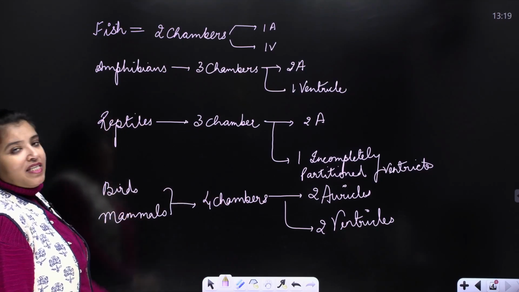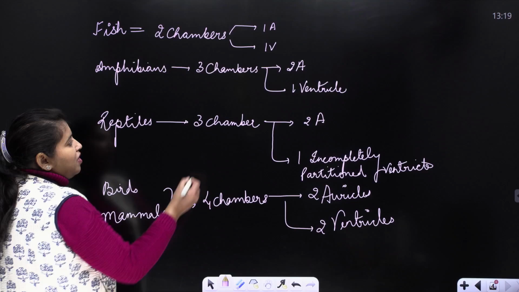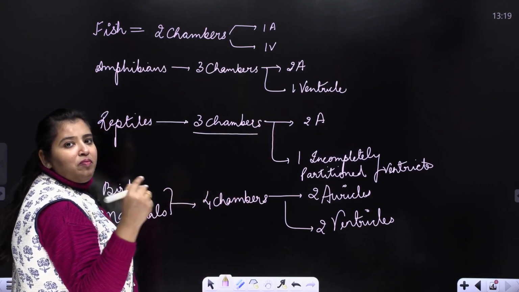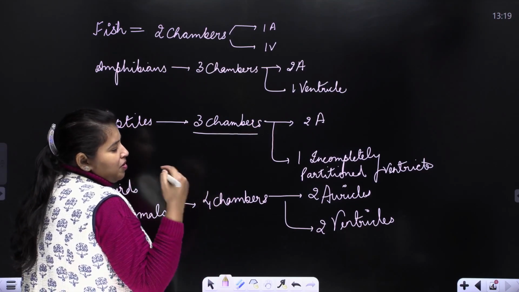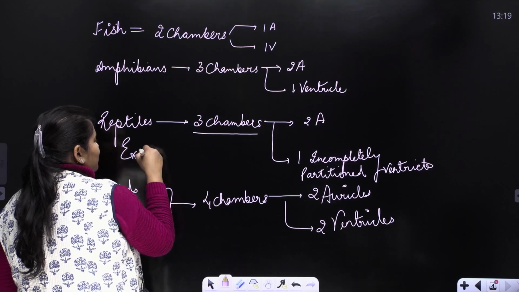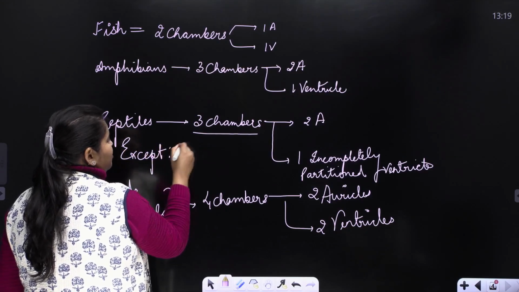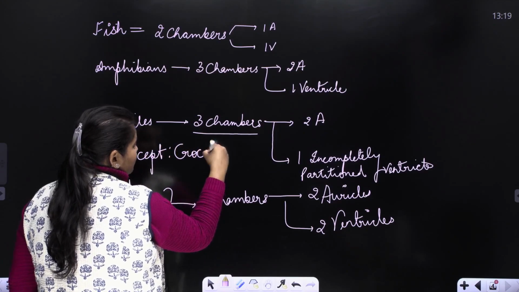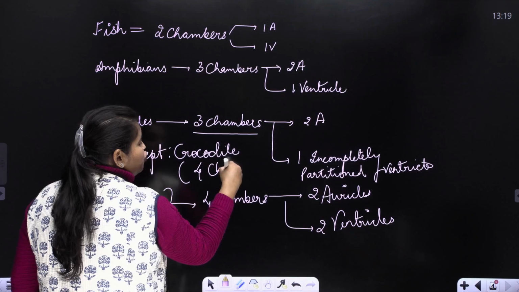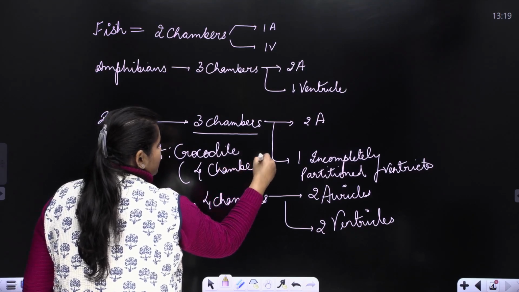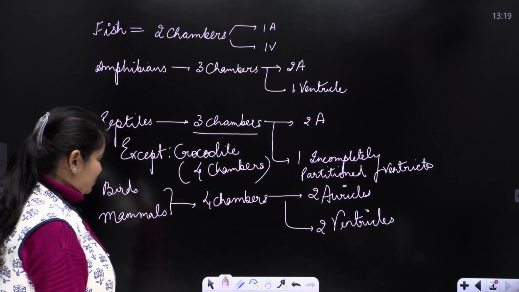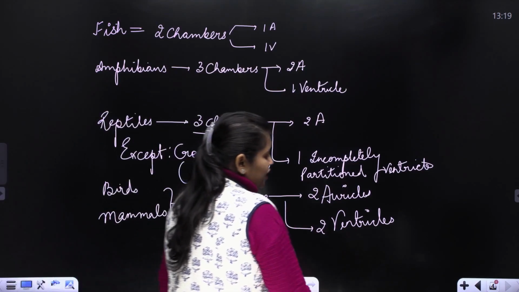Yes, I have an exception here in the case of reptiles. Reptiles normally have three chambers, two auricles and one partially divided ventricle, but the exception here is the crocodile. The crocodile has completely partitioned four chambers like the birds and the human beings. All right, the mammals.